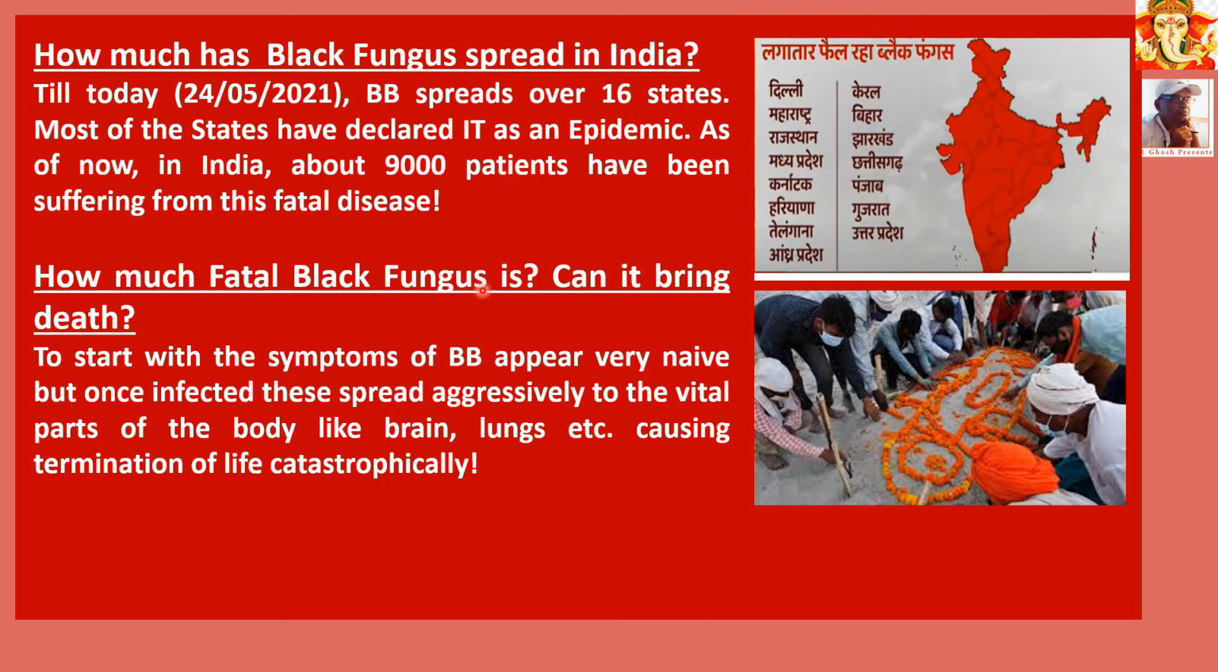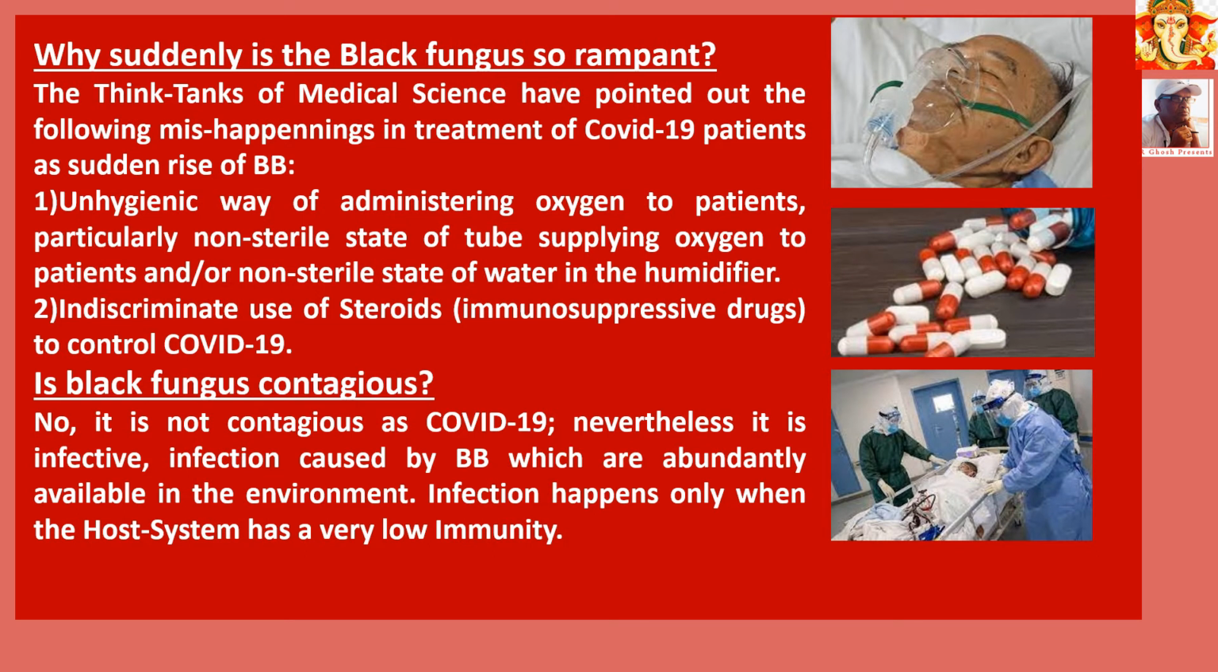How fatal is the fungus? Can it bring death? To start with, the symptoms of BB appear very simple. But once infected, it spreads aggressively to vital parts of the body like the brain and lungs, terminating life catastrophically. Why is the black fungus suddenly so rampant? The think tanks of medical science have pointed out that the following mishappenings in the treatment of COVID-19 patients are the reasons for the sudden rise.